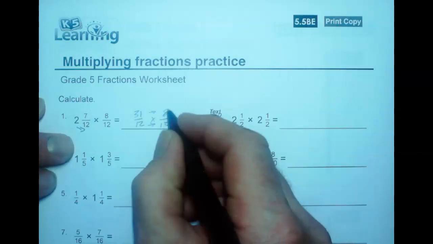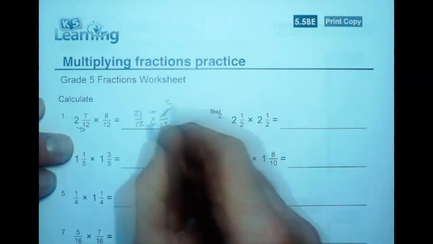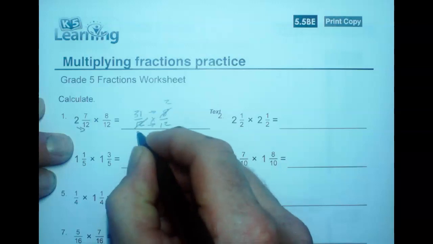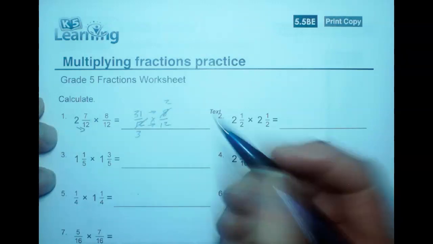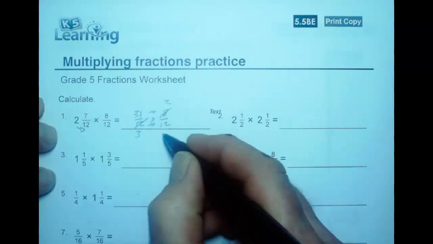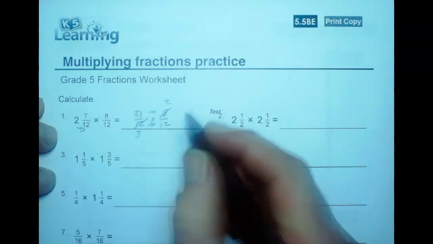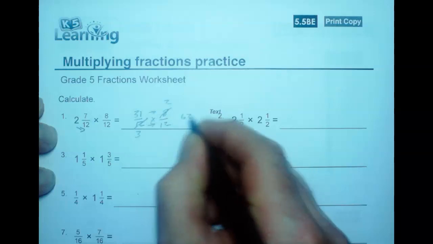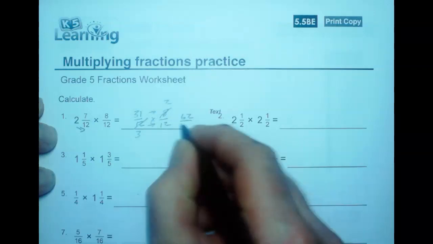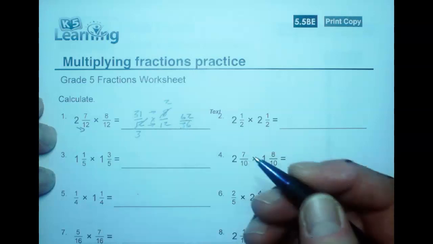So I'm going to divide this side by 4, which is 2. I'm going to divide this side by 4, which is 3. 12 divided by 4 is 3. I can't do anything with 31 and 12. So now I can just multiply across. 31 times 2 is 62. 3 times 12 is 36. So I have 62 thirty-sixths.